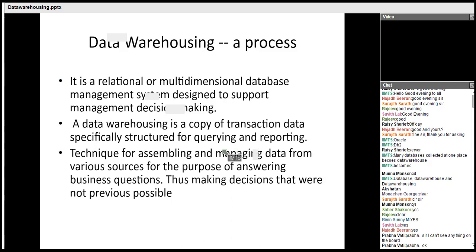So we can say that data warehousing helps in management decision making, number one. Then how? By querying and reporting.